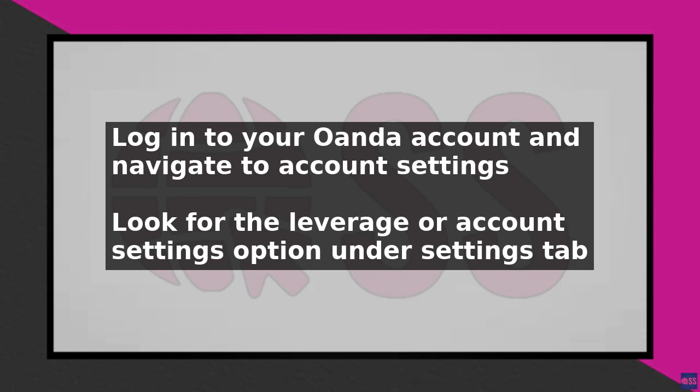Oanda offers a range of leverage options, typically from 1:1 to 50:1, depending on the account type and market conditions. To change the leverage, simply select the desired leverage ratio from the drop-down menu or enter the new leverage value manually. After selecting the new leverage, review the changes to ensure they are correct.